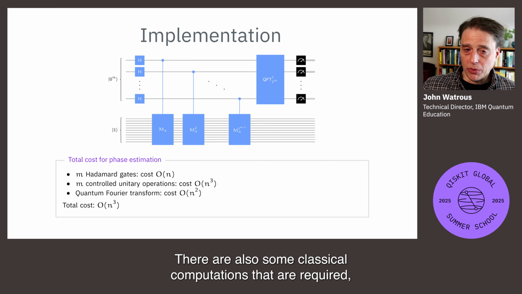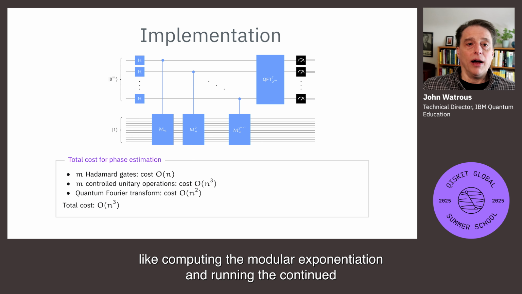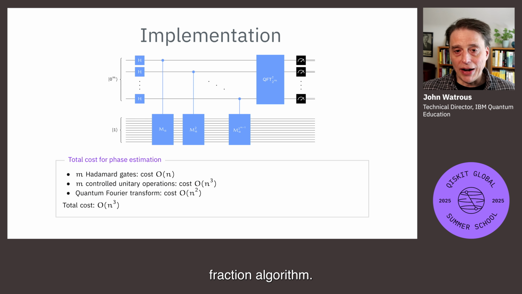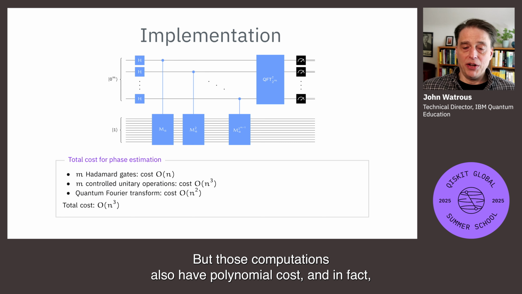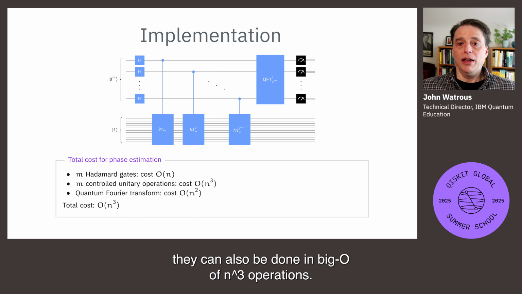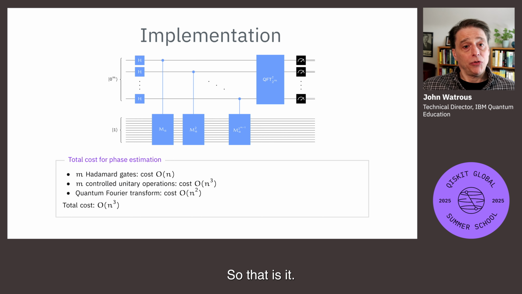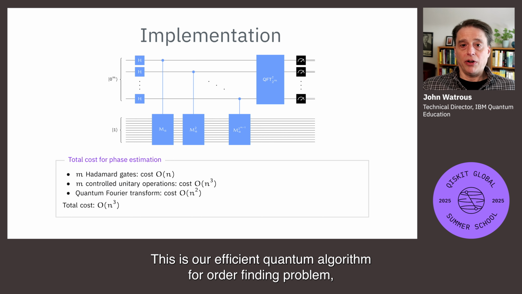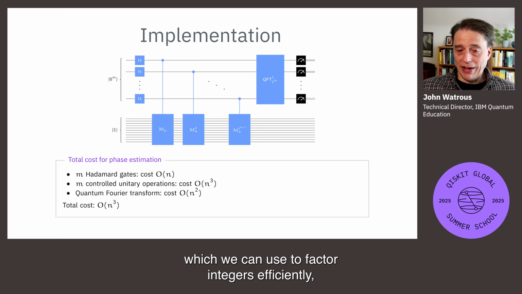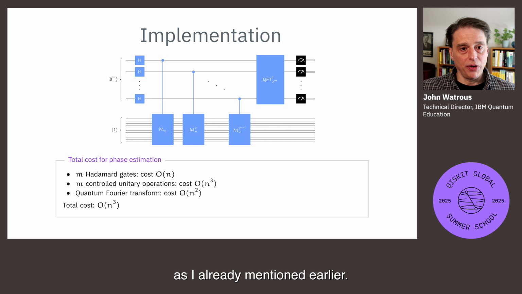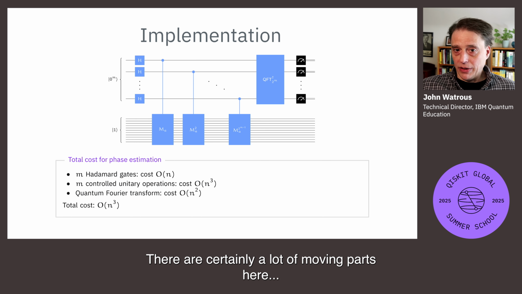There are also some classical computations that are required, like computing the modular exponentiations and running the continued fraction algorithm. But those computations also have polynomial cost, and in fact, they can also be done in big O of little n cubed operations. So that is it. This is our efficient quantum algorithm for the order finding problem, which we can use to factor integers efficiently, as I already mentioned earlier. There are certainly a lot of moving parts here.